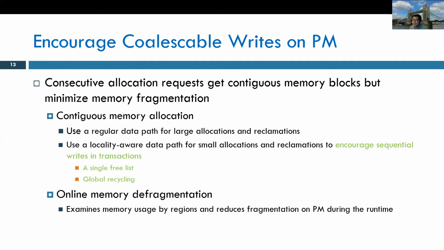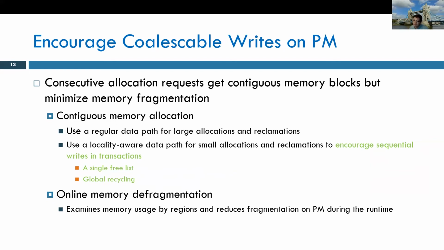allocation requests get contiguous memory blocks but minimize the memory fragmentation. First, contiguous memory allocation. ArchTM customizes the allocation and deallocation for transactional workloads on persistent memory to maximize the possibility of sequential writes. Small allocations are the main focus of this optimization because sequential writes benefit small objects more than large objects.